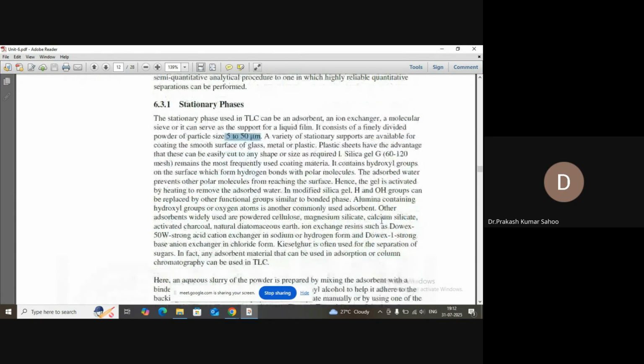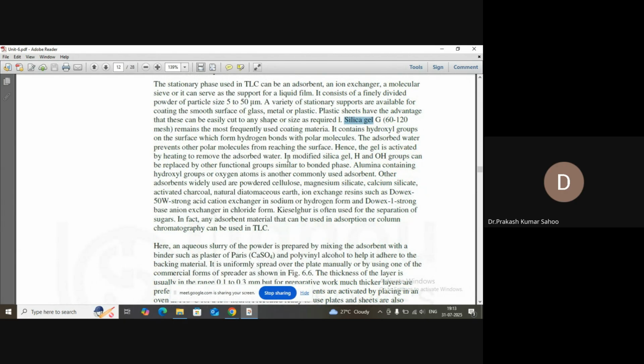It is already written that silica gel is the platform, with different mesh sizes, depending on the type of components you are aiming to separate. Silica gel is available in the market with different mesh sizes, like 60 to 120 mesh, or 240 to 300 mesh. So depending on your mesh size, you can separate your different components.